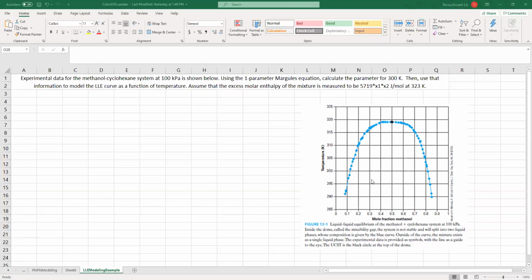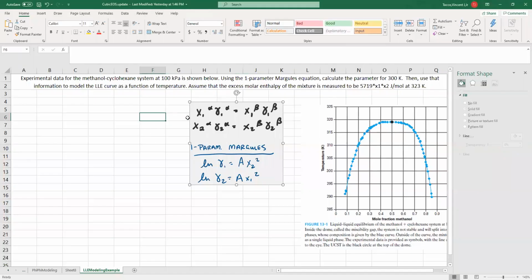So the first thing I'll need to do is go into my notebook and grab some relevant equations. I'm going to need the equation for phase equilibrium, and then I'm also going to need the one parameter Margules model. Here are those equations. The first one is the phase equilibrium relationship for component 1, which we will assign to be methanol. Second equation is the equilibrium relationship for cyclohexane, and the gammas are given by the one parameter Margules model.